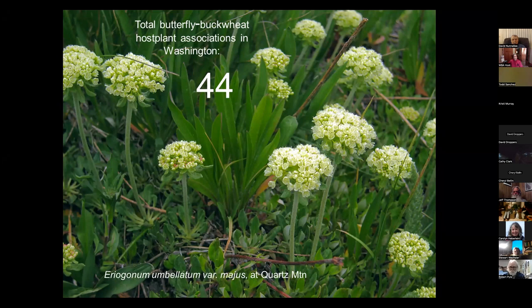And by the way, the buckwheat in the background here is Eriogonum umbellatum. This is one of the several varieties of sulfur flower that we have in Washington. This is variety majus, M-A-J-U-S, up in Quartz Mountain, and this is the only one that's white instead of yellow.